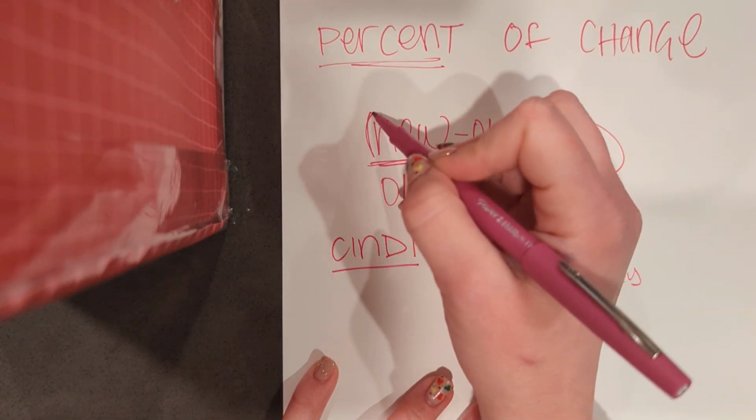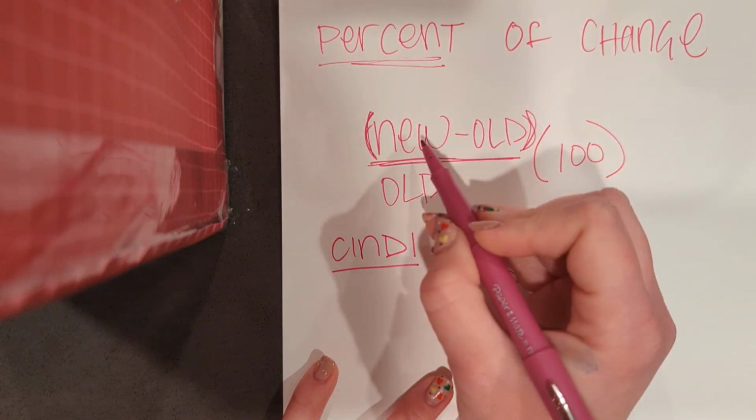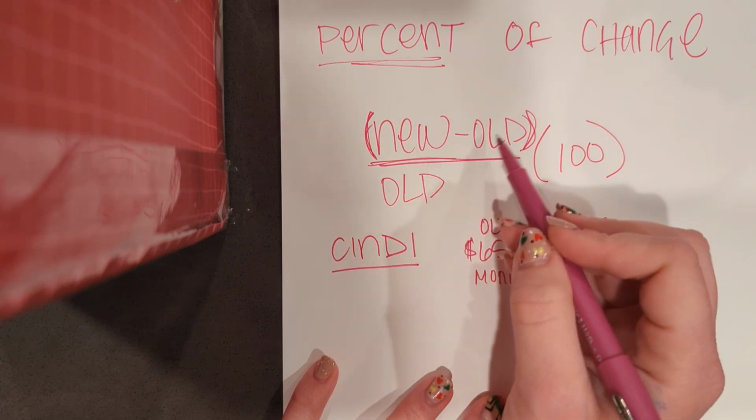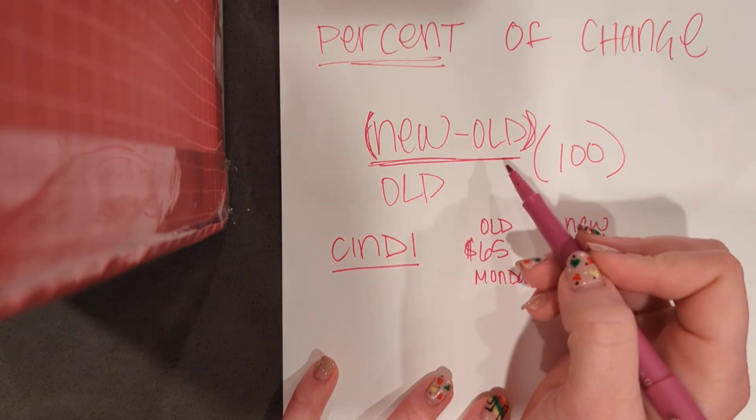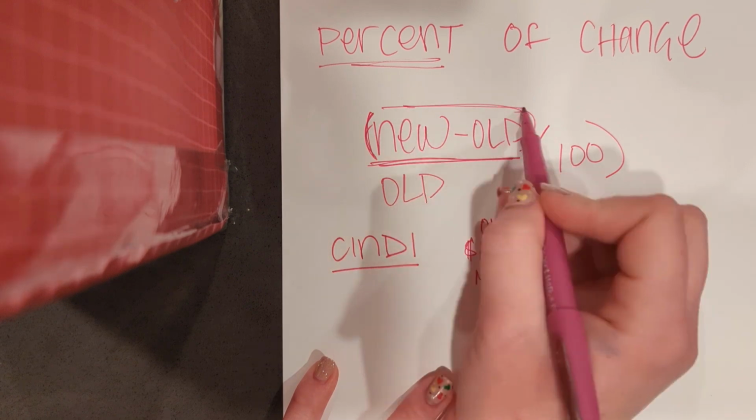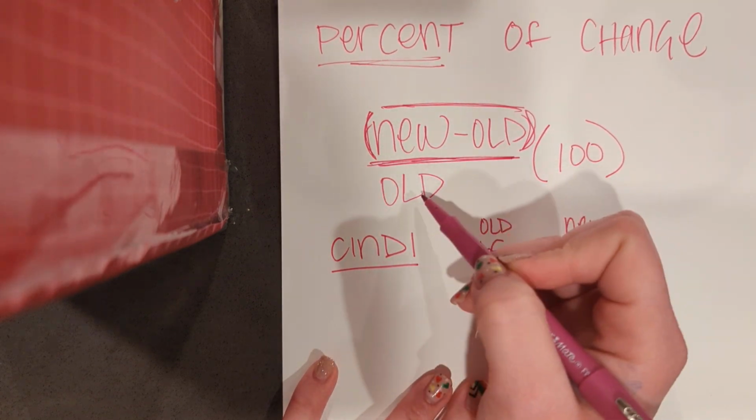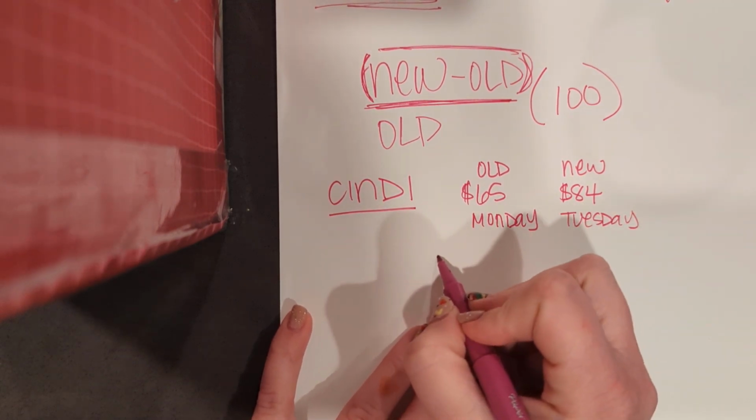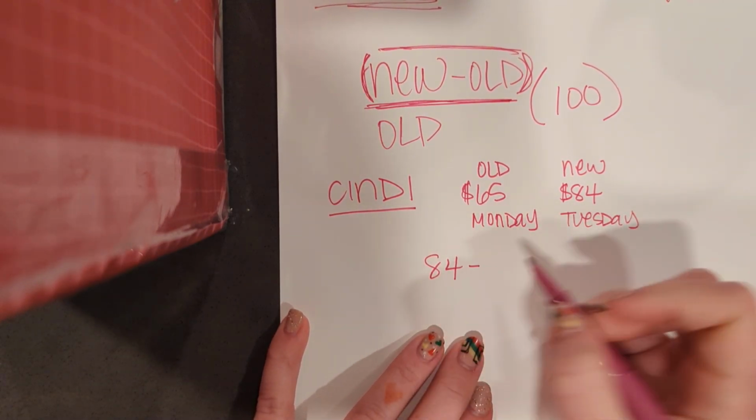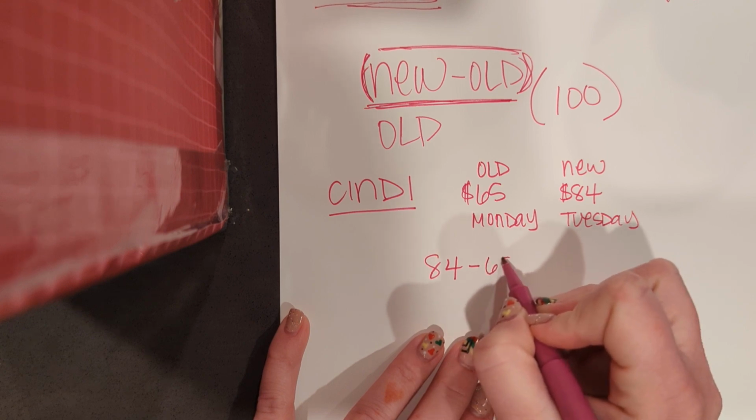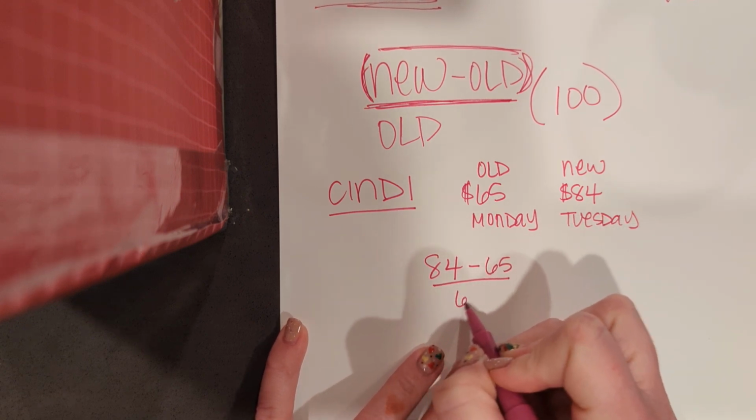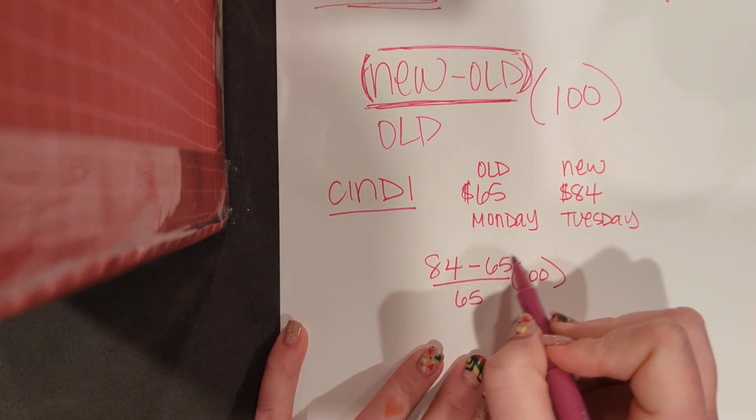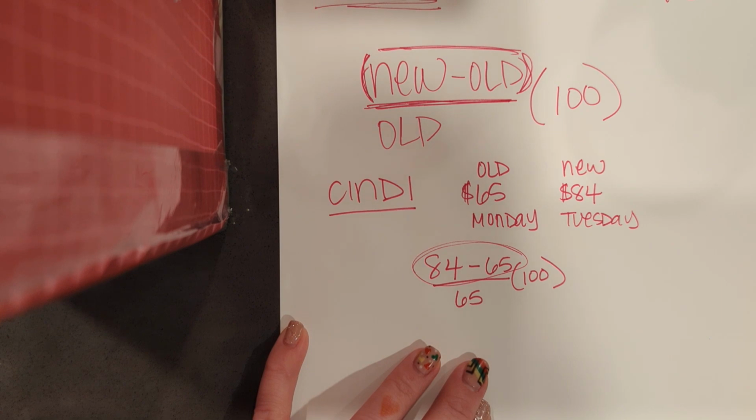You have to do this on its own. You can't just plug it in your calculator, this minus that divided by that times that. It will do this first and then multiply. It's gonna mess it up. So make sure you do this step in your calculator first and then divide and then multiply. So we have the new, which is 84, and we're going to subtract 65, divide that by 65, and then times that by 100. Again, do this step first in your calculator.